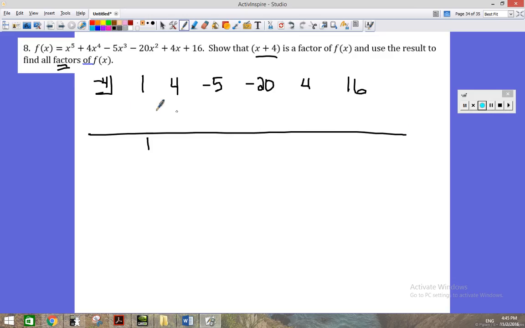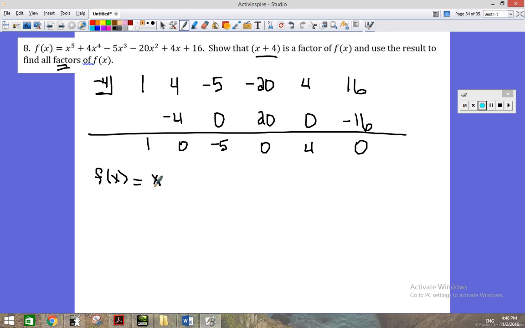So the 1 comes down. Now I multiply by the number in the box, and I add, and I multiply, and I add. And if I'm not making any silly mistakes here, and hey, I get a 0 there. So that makes me pretty happy. So what this does for me is this 5th degree polynomial.